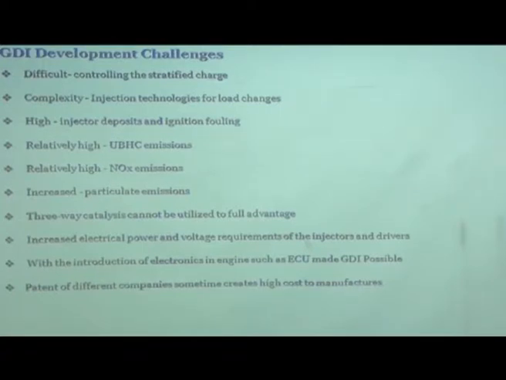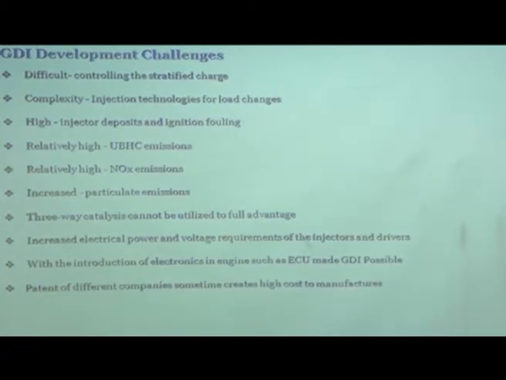Development challenges. So, it is difficult, controlling the stratified charge is challenging. In spite of all the electronics that you have at your disposal, it is not that simple. Then the injection technology, especially at transients, load changes, that is quite complex. How do you manage transients? And in the vehicle, transients is a norm. All the time, you change the gears, you change the speed. So, this is quite challenging.